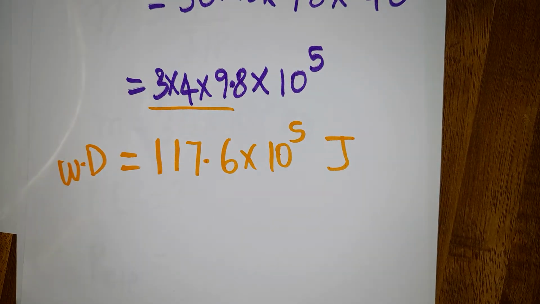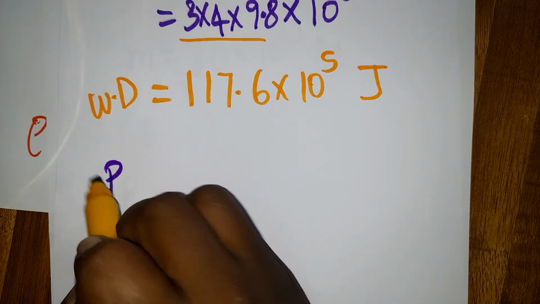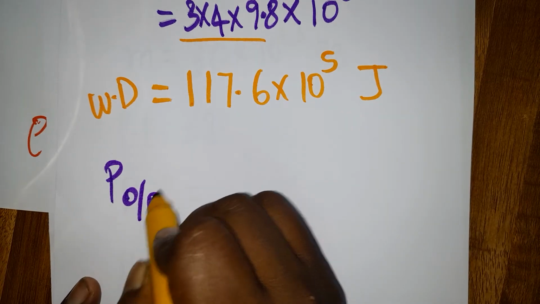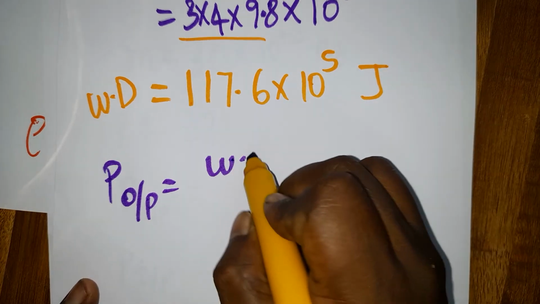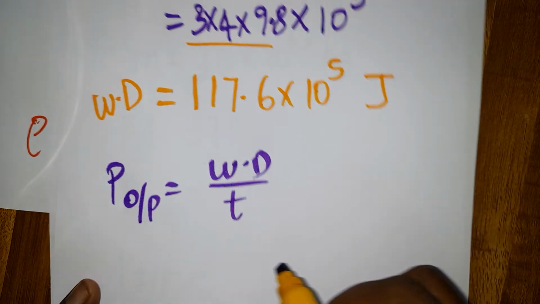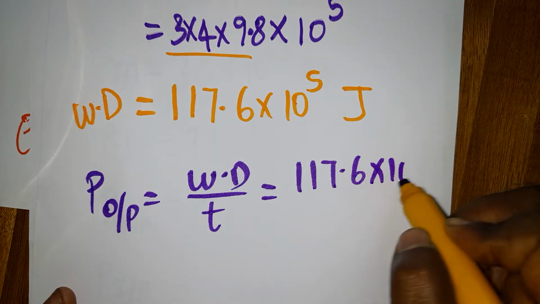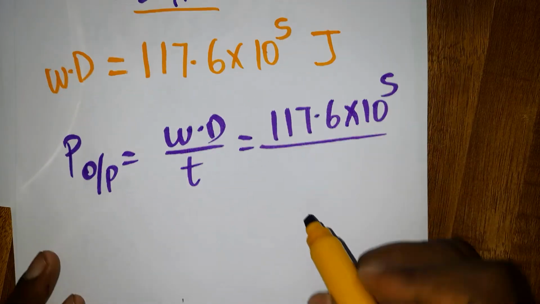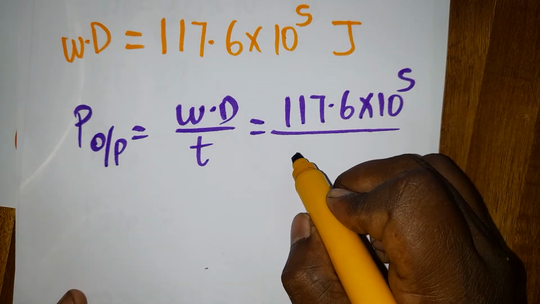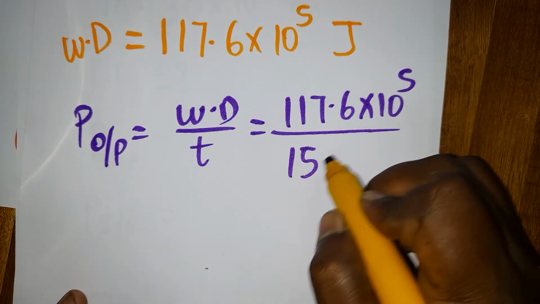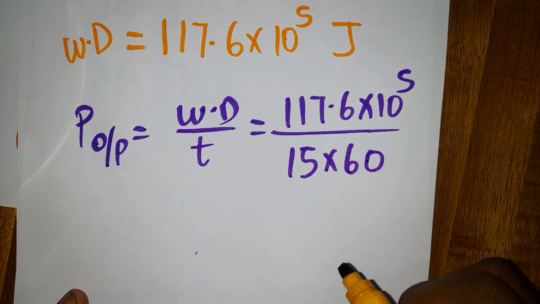Now this much energy is required to store the water in that particular tank. That means output power. Output power I am getting as a work done per unit time. We can take it as output power. What is the work done? 117.6 into 10 power 5. What is the time period? 15 minutes. Already I told you the time period is given to store this much water. 15 minutes, 15 into 60 we have taken.